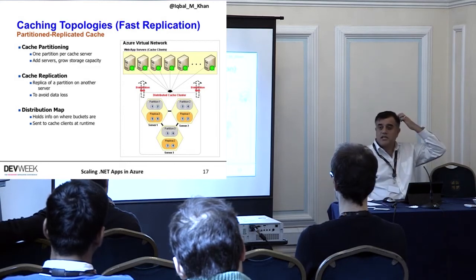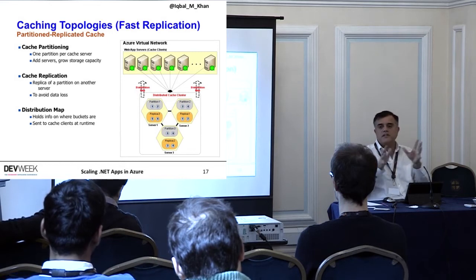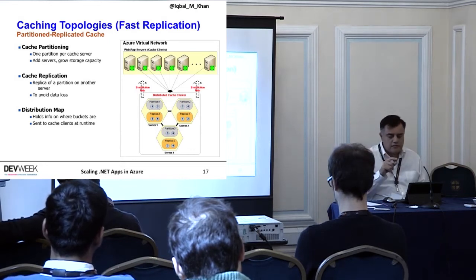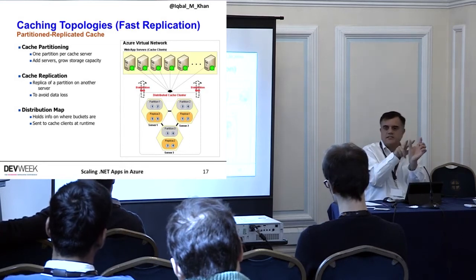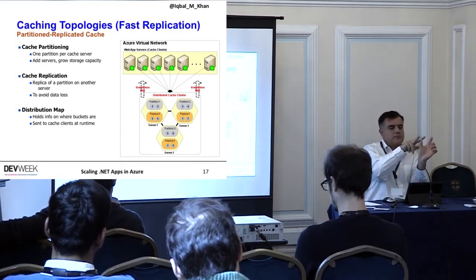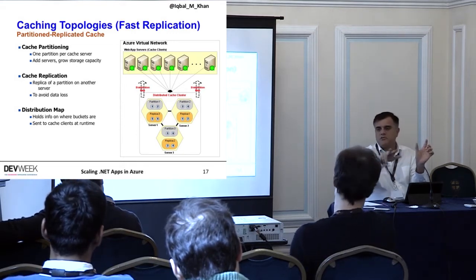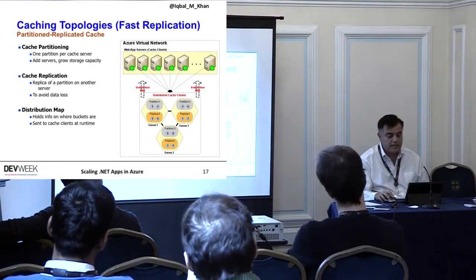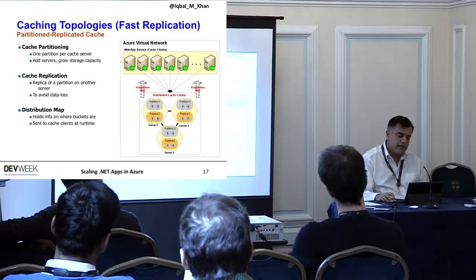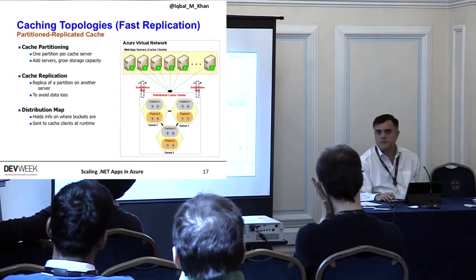That partitioning should give the cache clients the ability to know where the data should be. The distribution map does not contain every key. It just contains ranges. That this range is mapped to this bucket, which is in partition 1. This range maps to this bucket, which is in partition 2.